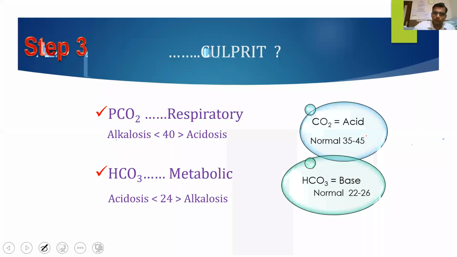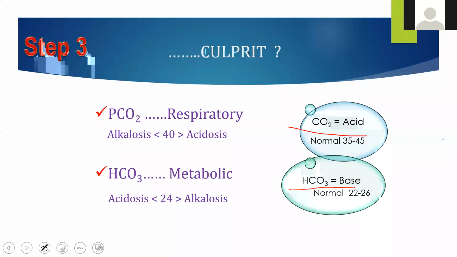Next we find who is the primary culprit responsible for the change in pH. As we all know, CO2 we consider as an acid, and bicarbonate is a base. Once there is acidosis, first we look at the CO2, and if CO2 is more than 40 and there is acidosis, then the primary disorder is respiratory acidosis. And if there is alkalosis and CO2 is less than 40, the primary culprit is CO2. After looking at the CO2, look at the bicarbonate, in which direction it has moved. If you have a pH of 7.1 and the bicarbonate is low, it means that bicarbonate is the primary culprit responsible for the change in pH.